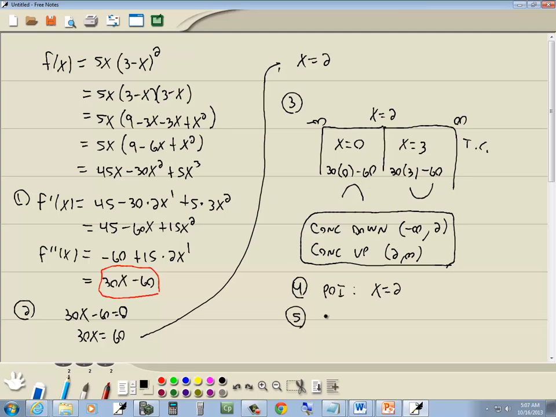Well, we need to find our y value. So we've got x is equal to 2. We're going to plug that back in our original function. Again, this is pretty straightforward. I'm not going to use a calculator.